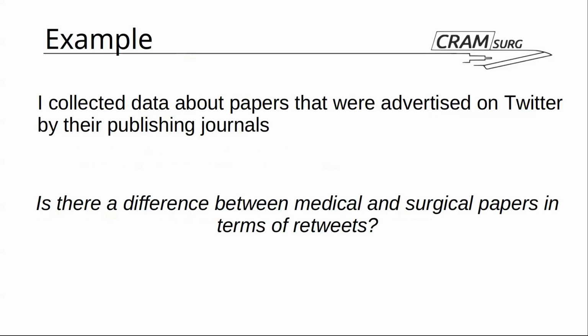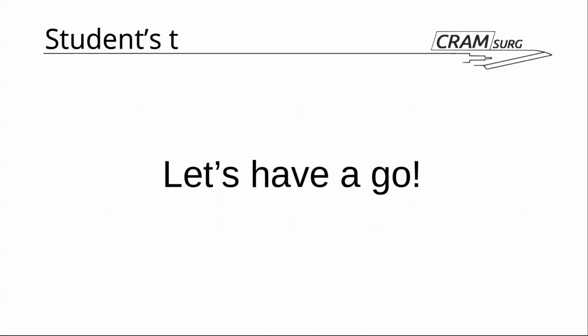So let's go back to my dissertation data set as we discussed last time. As part of my dissertation, I collected some data about papers that were advertised on Twitter by the publishing journals. So the question I'm trying to answer today is: is there a difference between medical and surgical papers in terms of retweets? I've got a continuous variable, the number of retweets, that I have collected for medical papers and surgical papers. And these two groups are different from each other, so it's a non-paired test. So let's have a go.